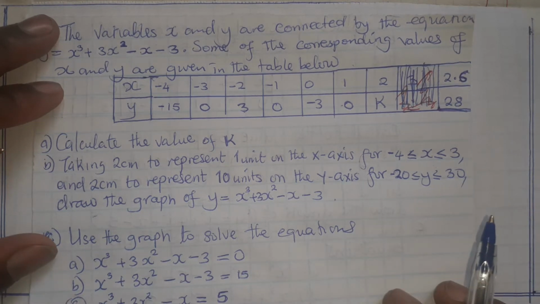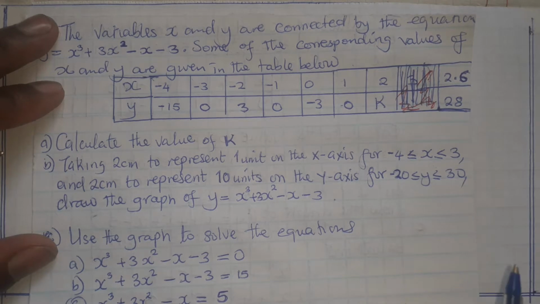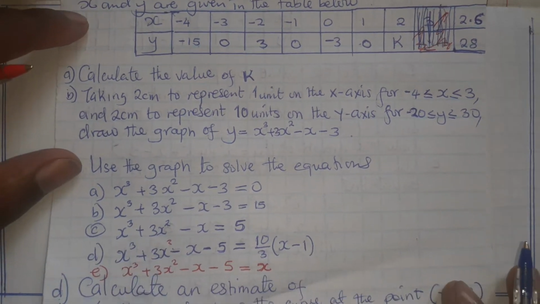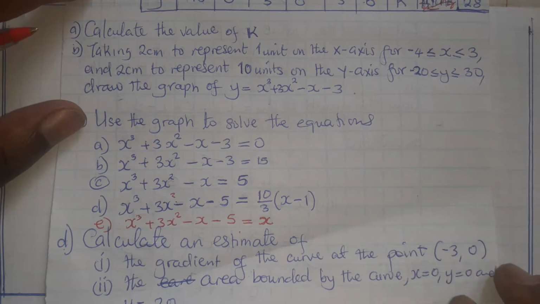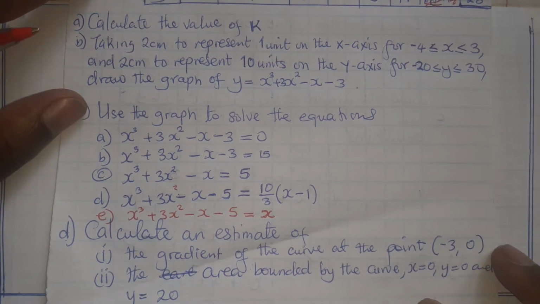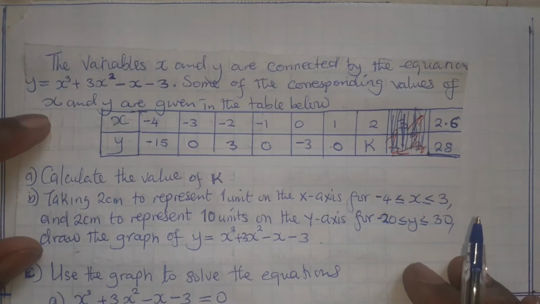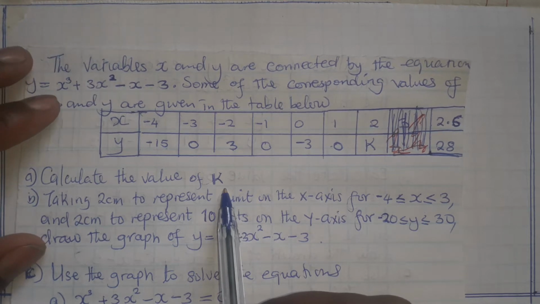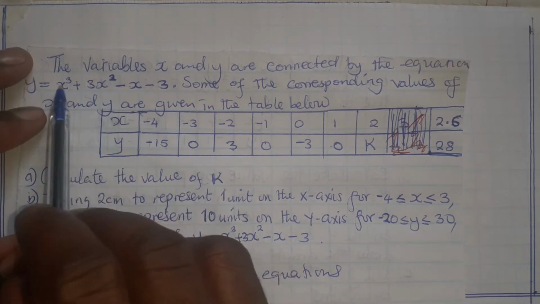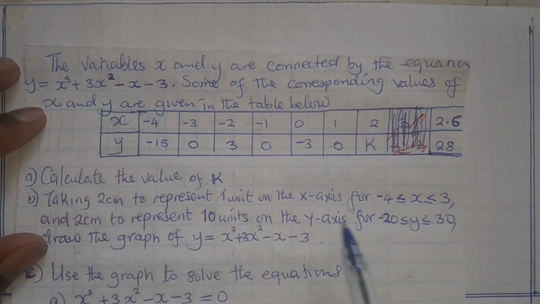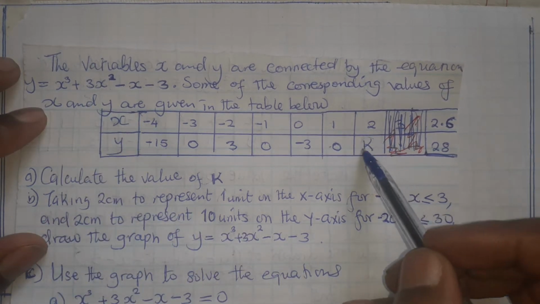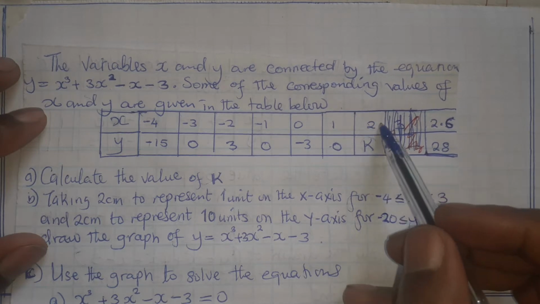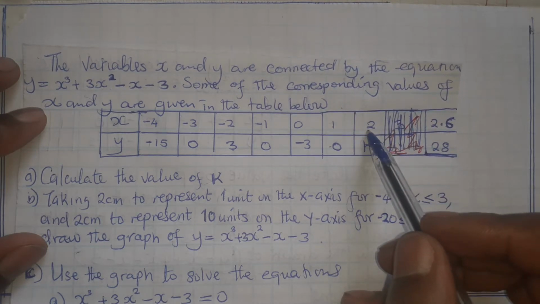So here is the question. Okay. Question is here. Okay. So now, the first question is calculate the value of k. So what are we supposed to do to find the value of k? We are using the same equation that is given here. What is the y coordinate when x is equals to 2? Okay, that's the question there.